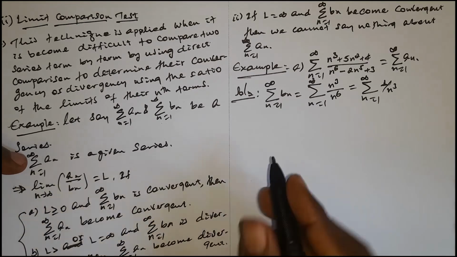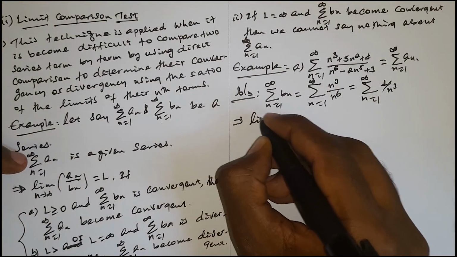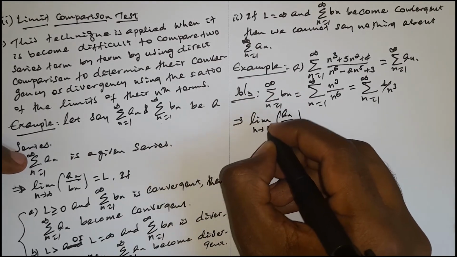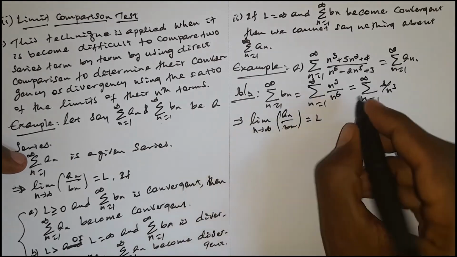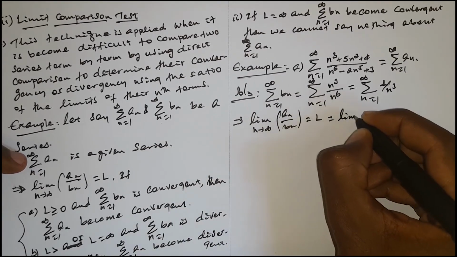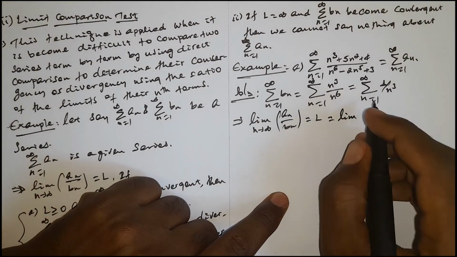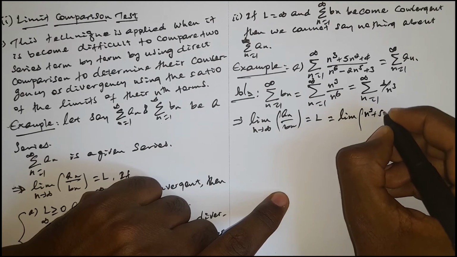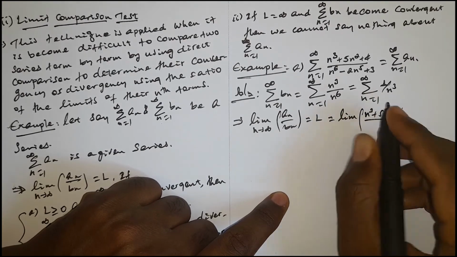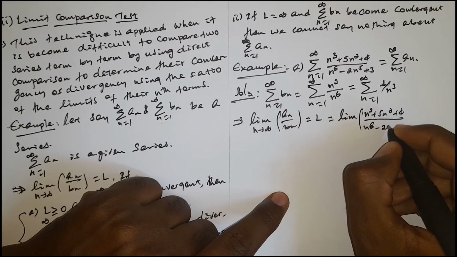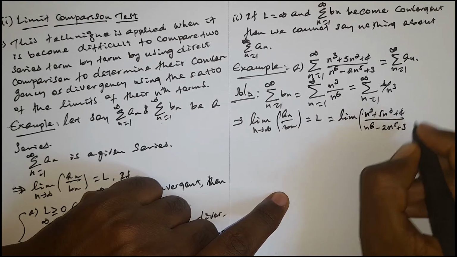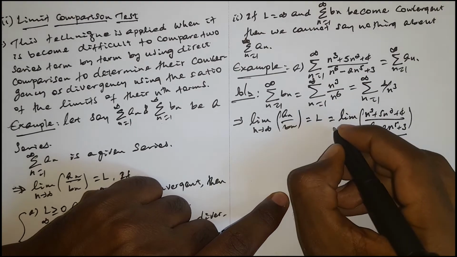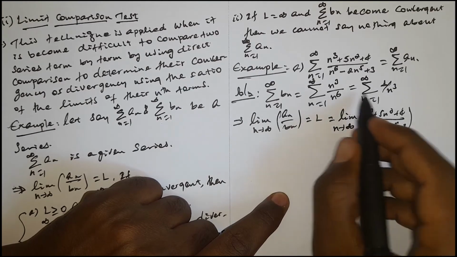The limit of AN by BN as n approaches infinity is equal to L, which is equal to the limit of AN, which is this function, n cubed plus 5n squared plus 4 over n to the power of 6 minus 2n to the power of 5 plus 3, the whole over 1 over n cubed, as n approaches infinity.